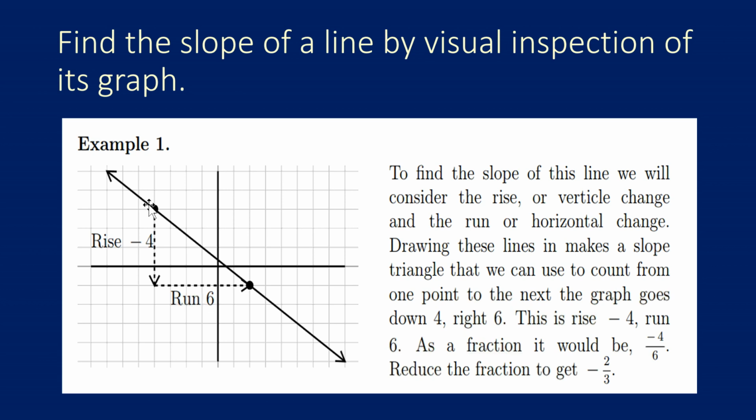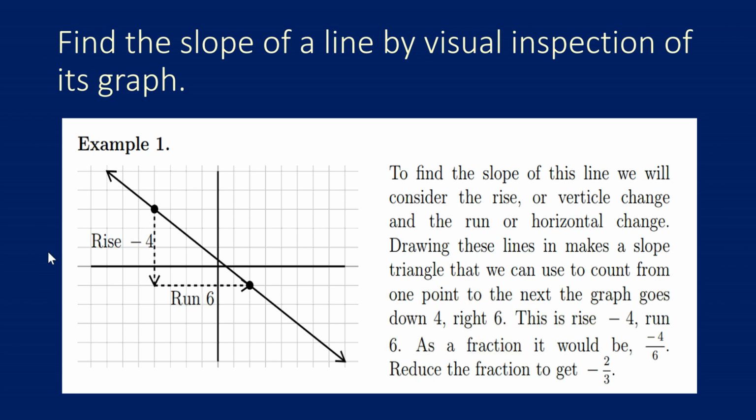Notice, starting from your first point, if you move downwards, that's a negative rise. And if you were to have moved upwards, it would be a positive rise. Likewise, if you're moving from left to right horizontally, that's a positive run. And the reverse is true if you're moving from right to left. That would be a negative run.